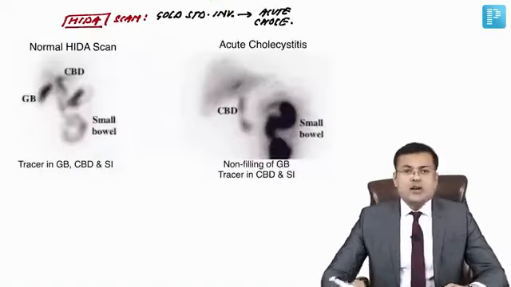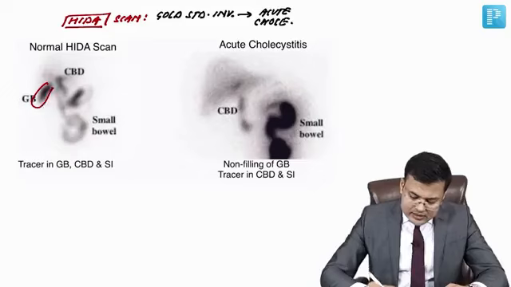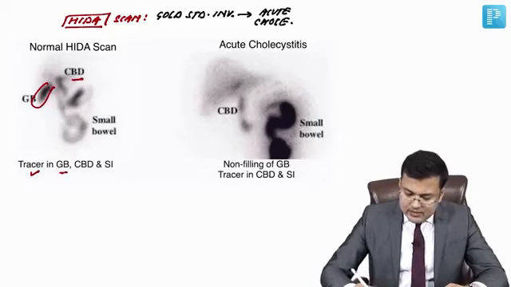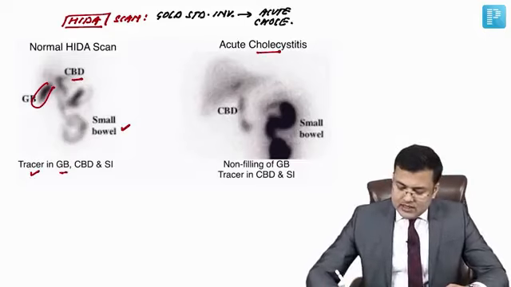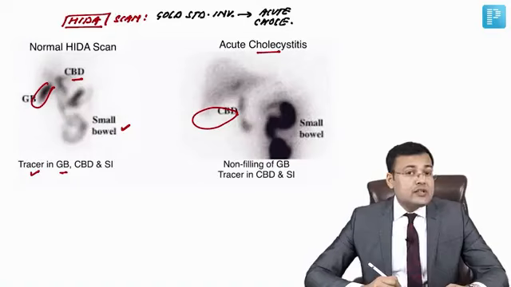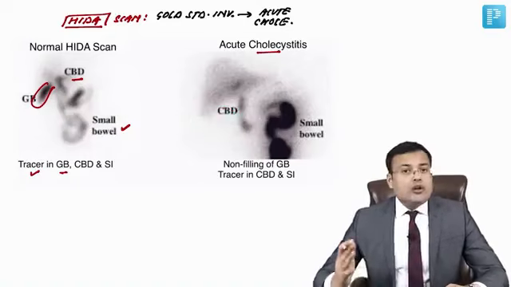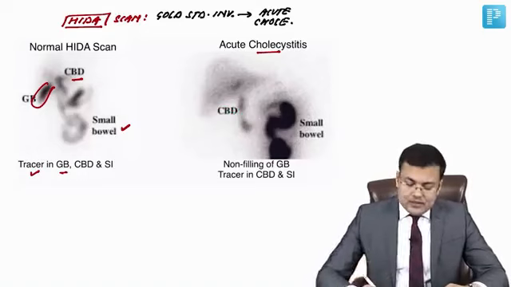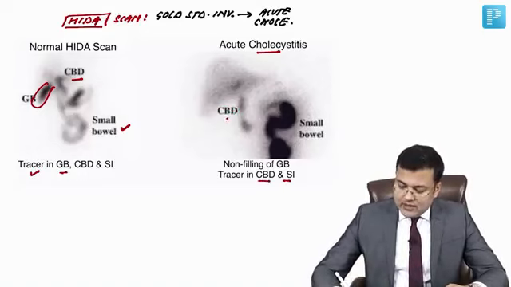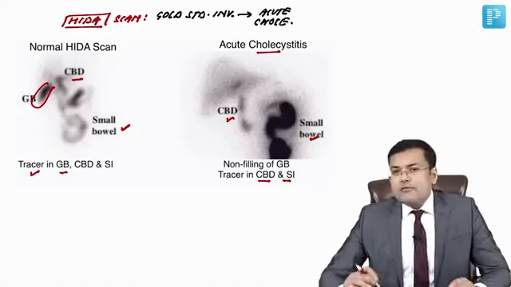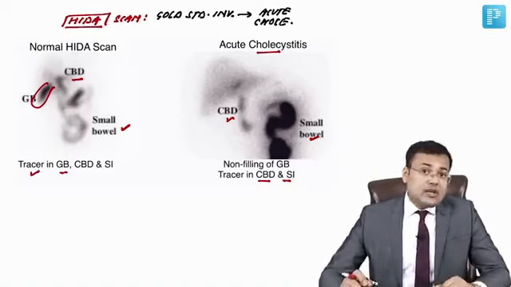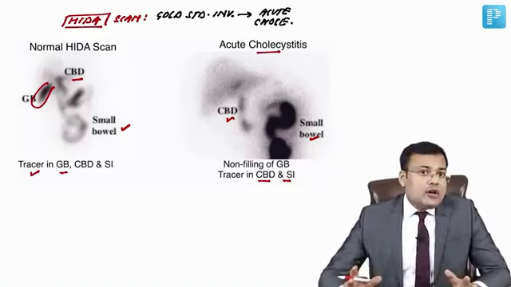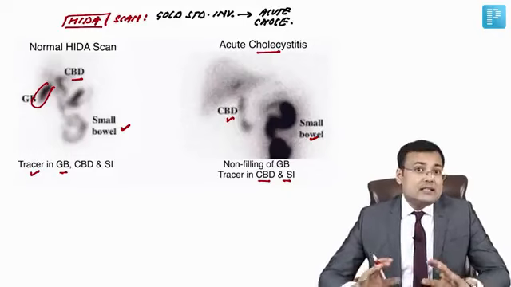Right? How does it look? So in a normal HIDA scan, here you can see that there is presence of tracer in gallbladder, in CBD as well as in small intestine. But in patients with acute cholecystitis, here you can see that there is no tracer in gallbladder, meaning there is non-filling of gallbladder. But you can see the tracer is there in CBD and small intestine. So it's the non-visualization of gallbladder within 30 minutes of HIDA scan which is diagnostic of acute cholecystitis.